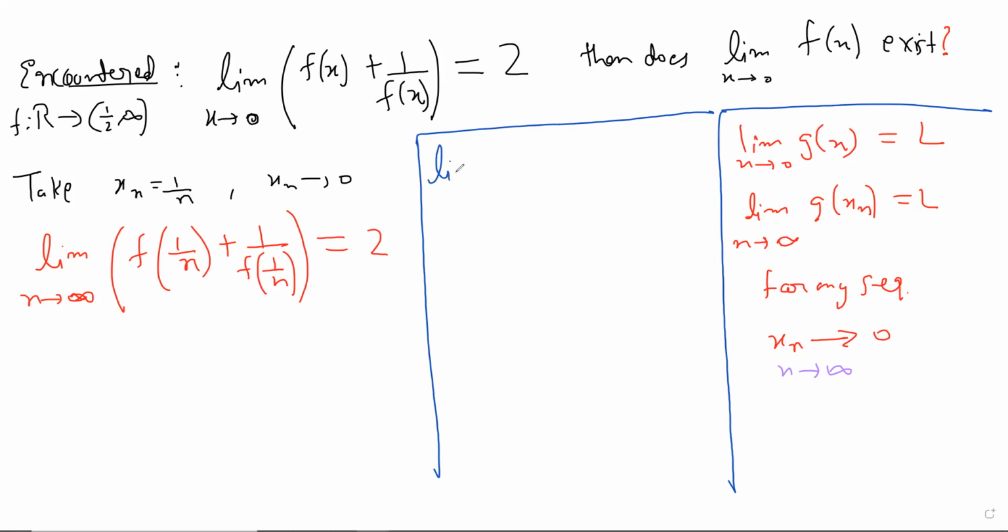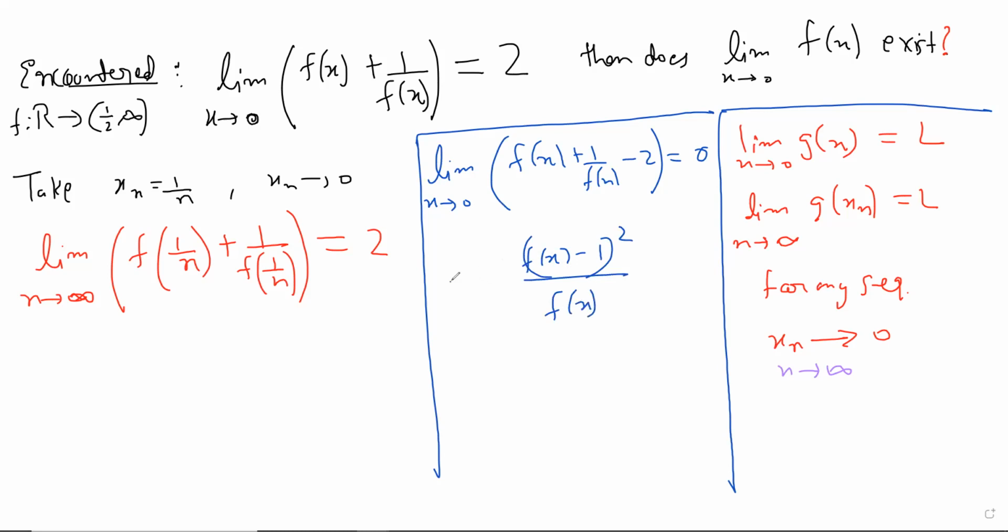Okay, so you are saying that might be fun. So you're saying like this, f(x) plus 1 by f(x) minus 2. Okay, then what do you do? Oh yeah, okay, okay. So I think I understand. You're saying it like this. Okay.